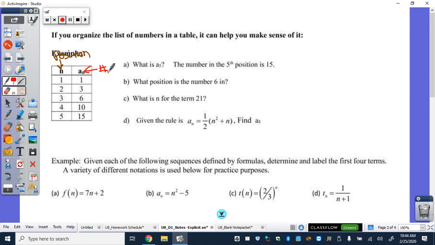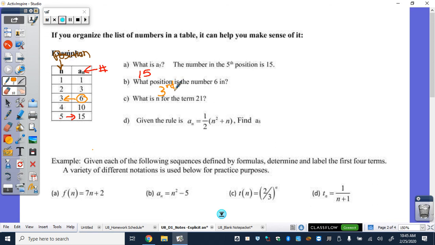So again, you can use a table. So what is a sub 5? If we got our table, a sub 5 just means we're going to go to our 5th position, and then that gives us 15. A sub 5 would be 15. So the number in the 5th position is 15, is the way we can read that. So then what position is the number 6 in? 3rd, because you go to the 6, and again, that x portion of that table represents your position, so 6 is in the 3rd position.